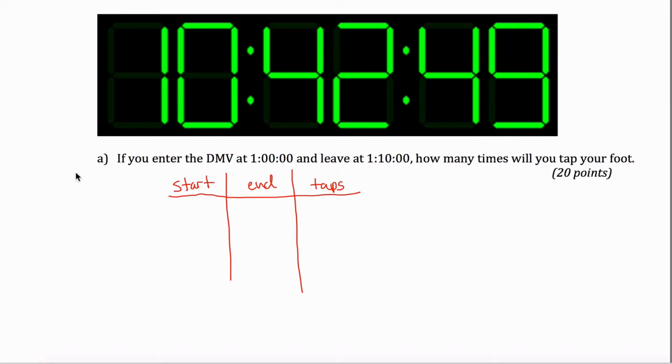So a reasonable chunk to break this into is from 1 o'clock, so 1, 0, 0, 0, 0, all the way up to 1 o'clock and 59 seconds. Note that the hour won't change at all and the minute won't change at all. All that's changing is the second. So I have 60 seconds from 0 up to 59. And the question is, how many of those 60 contain a 3 in them?